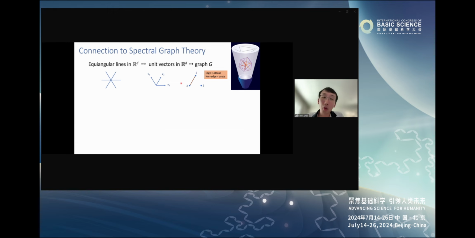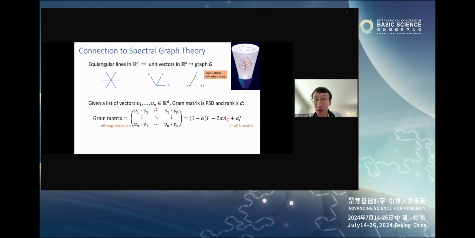So this graph records the combinatorial data of this set of vectors. And it turns out that is the complete set of data that we require. Because given a list of vectors, v1 through vm, we can form its Gram matrix. So this is a pairwise inner product matrix. It is positive semi-definite and has rank at most d because we start with vectors in d dimensions.